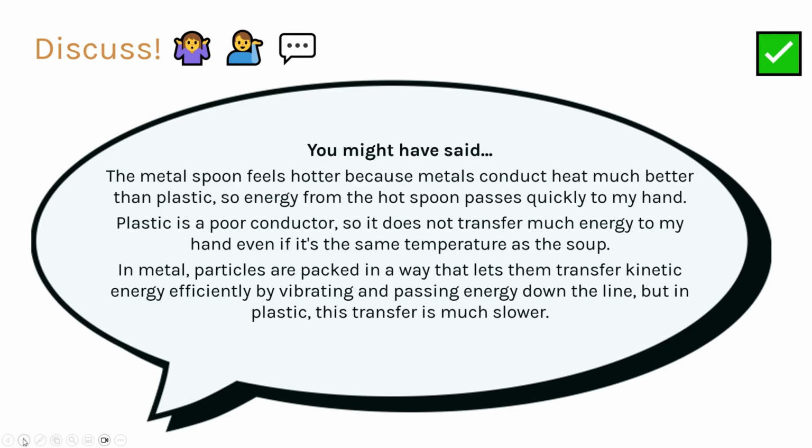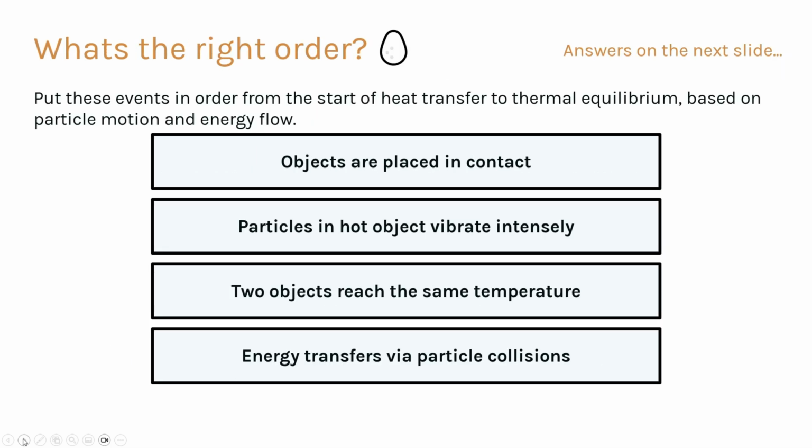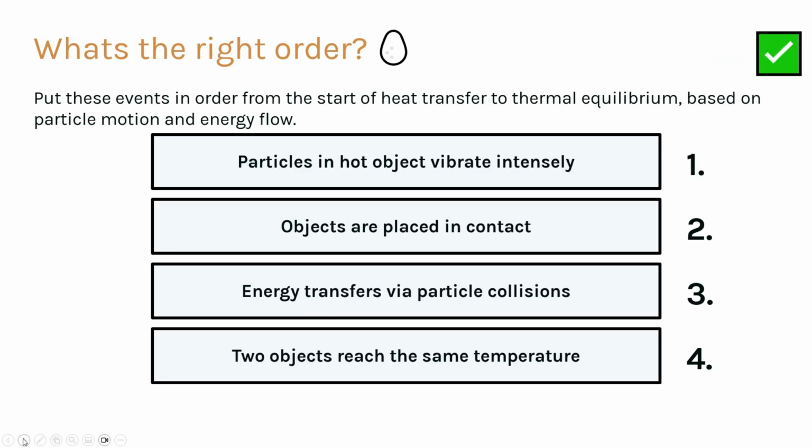Ordering the heat transfer process. Let's check your understanding. Here are the events involved in heat transfer. Put them in order. Objects are placed in contact. Particles in the hot object vibrate intensely. Energy transfers through particle collisions. Both objects reach the same temperature. The correct order is 1. Particles in the hot object vibrate intensely. 2. Objects are placed in contact. 3. Energy transfers through particle collisions. 4. Both objects reach the same temperature. That final step is thermal equilibrium.